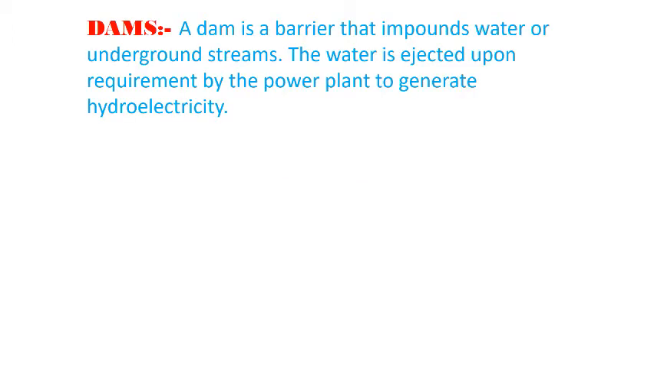Now, at first we will go for the basic things required for this hydropower plant. The first thing is the dam. A dam is a barrier that impounds water or underground streams. The water is ejected upon requirement by the power plant to generate hydroelectricity. Means to generate hydroelectricity, we need to set up one dam. A dam is nothing but a place where we can store a huge amount of water. It can be constructed on the riverside. It can also be created on the way of a river.